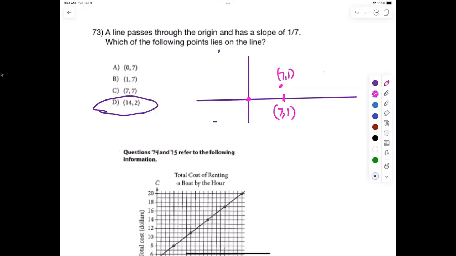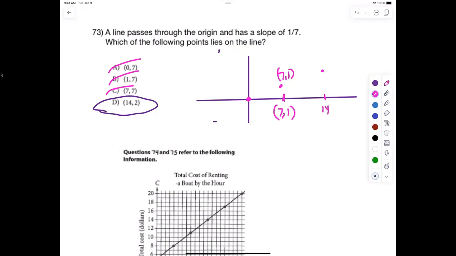Do we agree? So it's obviously can't be 0, 7, can't be 1, 7. It's definitely not 7, 7, right? So if I go up 1 and over 7 again, if I go over 7, that's going to be how many x's? 14, and up 1, that would be 2. So everybody with me on that?